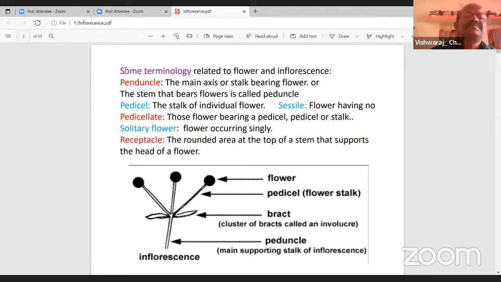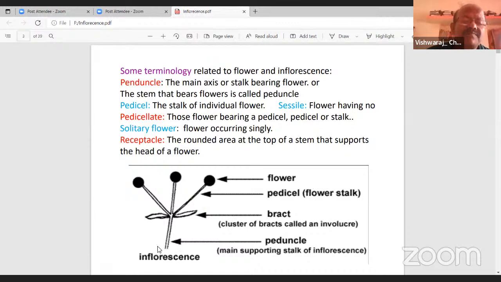Some terminology related to inflorescence and flowers. Number one, peduncle. Peduncle is the main axis or stalk bearing flowers, or the stem that bears flowers is called peduncle. Suppose this is a stalk of flowers, that is called peduncle.